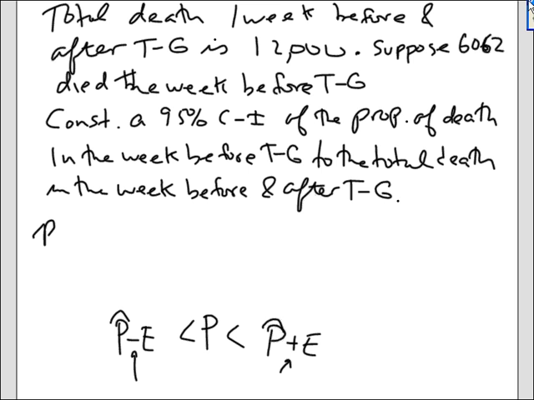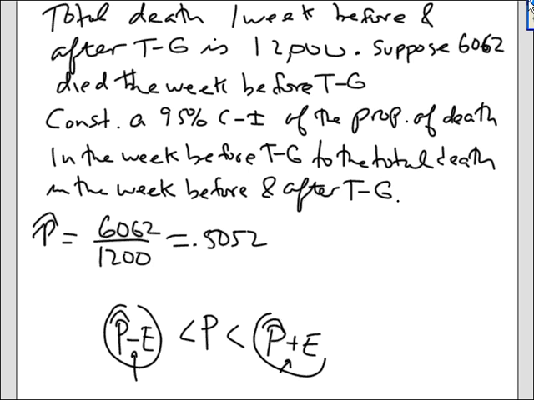Well, p hat: we want the proportion of the people who died a week before, which is 6,062, to their total death in the week before and after, which is 12,000. And it turns out that this is 0.5052. So wonderful, we have p hat. I'd give you a third of the credit for that. You have p hat, that's one third, getting E is one third, and then subtracting them and adding them is another third.